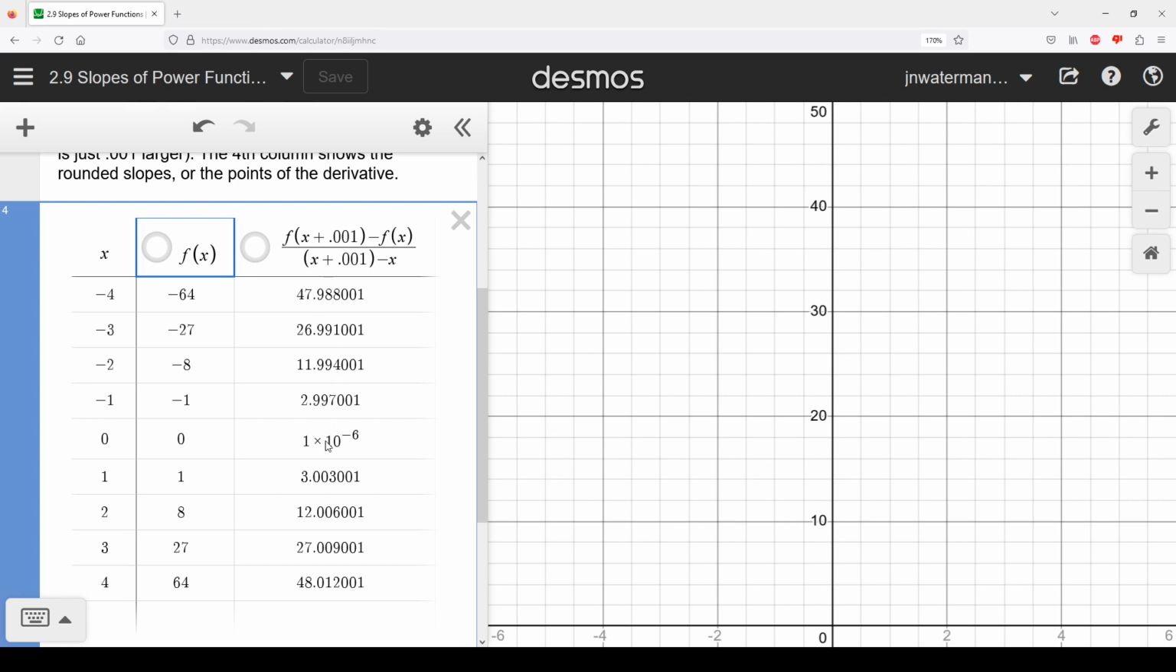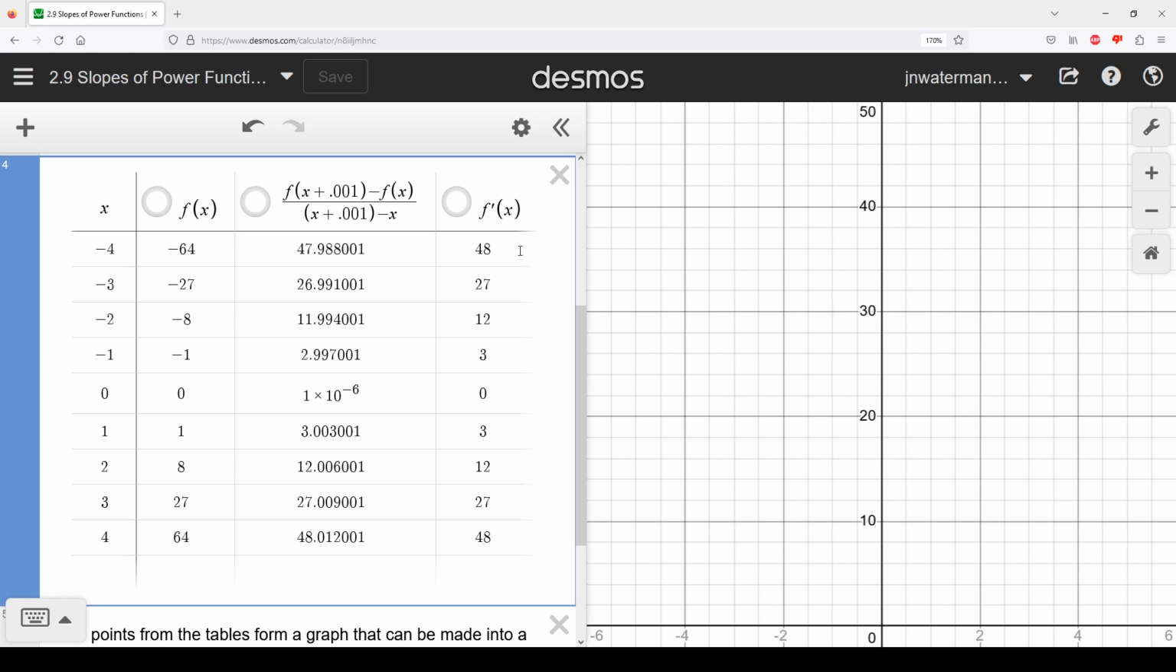And we can see pretty clearly what all of these points would be if we rounded them off. Here our slope would round to 48. This one would round to 27, to 12, 3. This means 1 times 10 to the negative 6 power, which means there's 5 decimal places or 5 zeros in front of this 1, so just a big 0. 3, 12, 27, and 48.